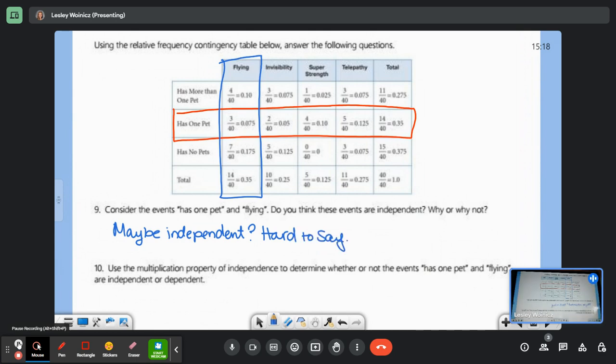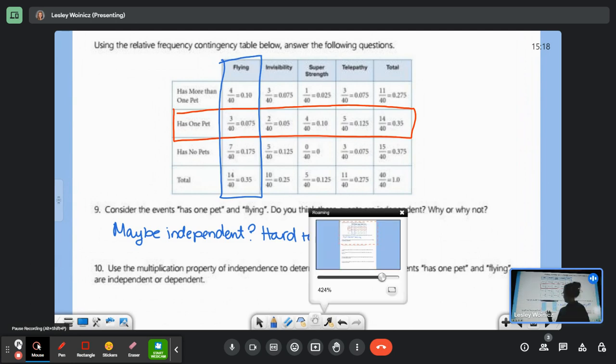This is why we need the test. Some things are obvious. We didn't even have to know how many marbles were in the bag to know that if we don't replace the marbles we're drawing out of the bag, it's dependent. We didn't need any numbers, we could just tell. But for this situation, we're going to have to do a test.